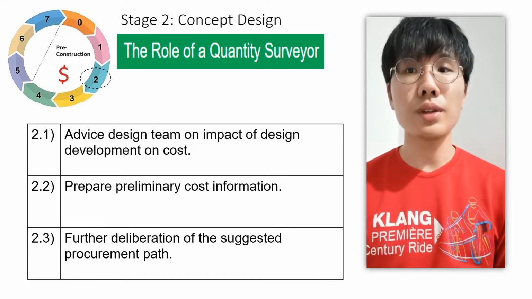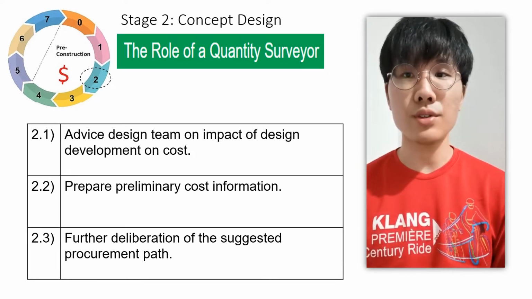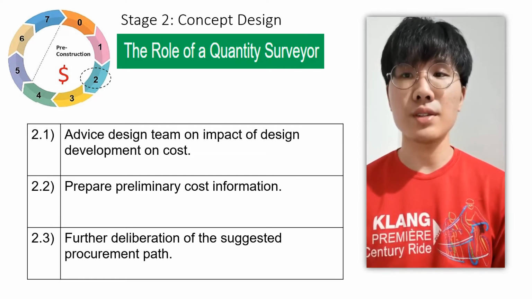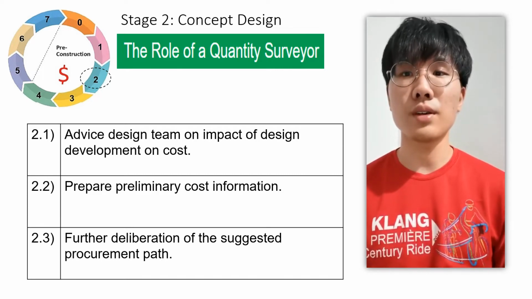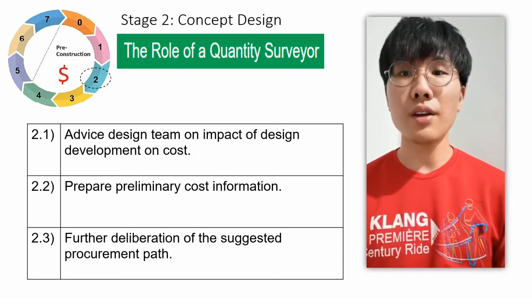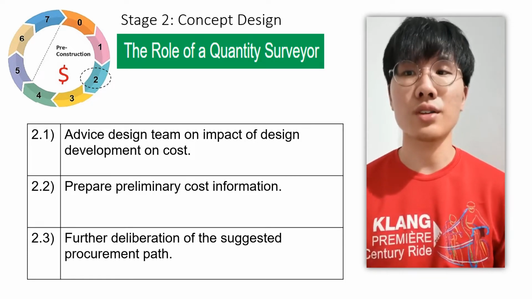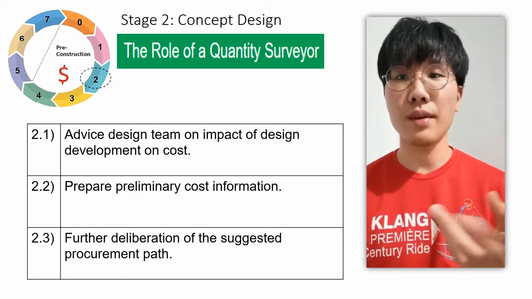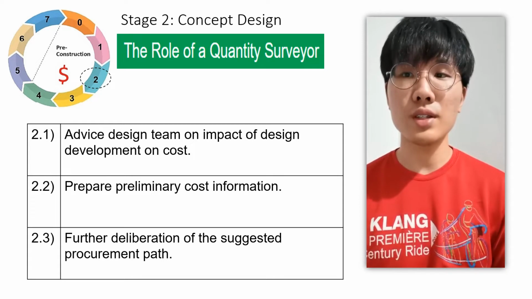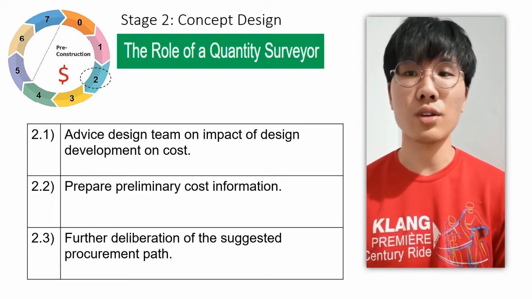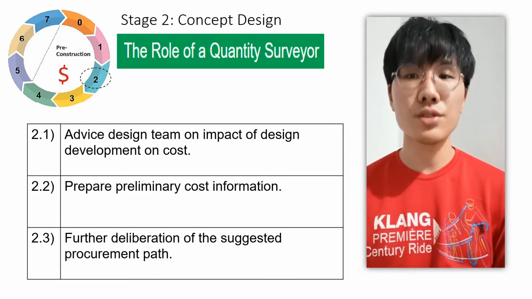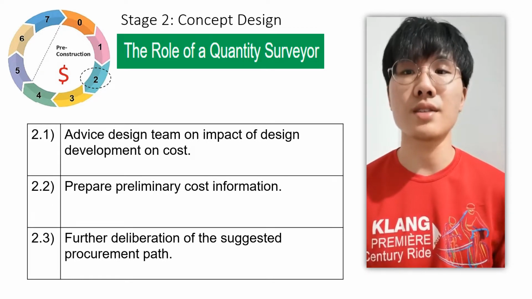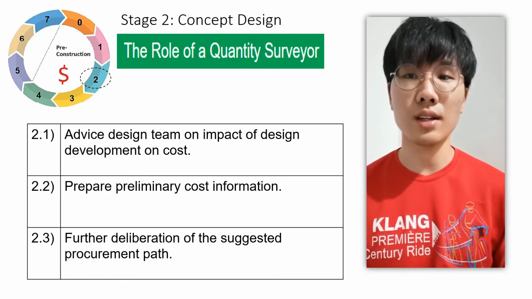In Stage 2, the concept design, including outline proposals for structural design, building services systems, and outline specifications, should be prepared by the design team. There are a lot of factors that will affect the construction costs, such as plan shapes, heights, materials, and more. The role of the quantity surveyor in this stage is to advise the architects on the impact of design development on costs so that the team can provide a concept design that is cost-effective to satisfy the client.